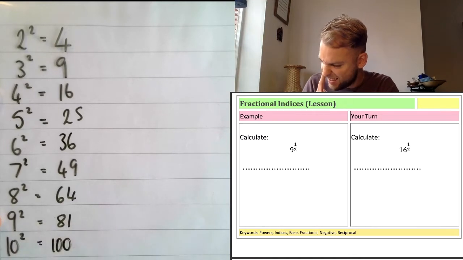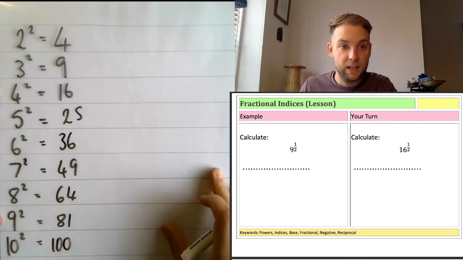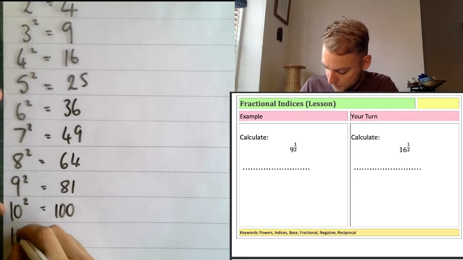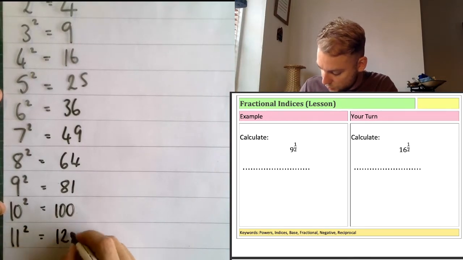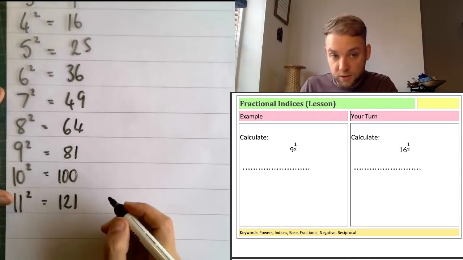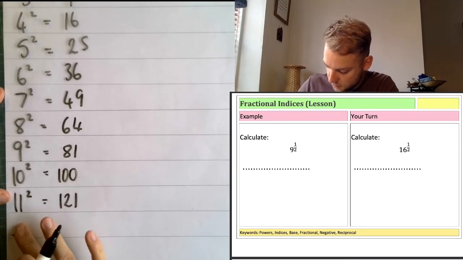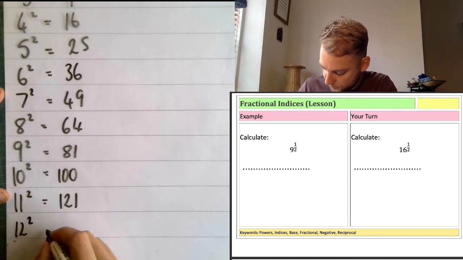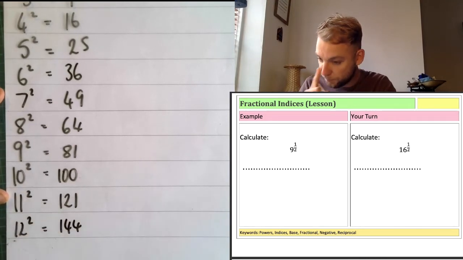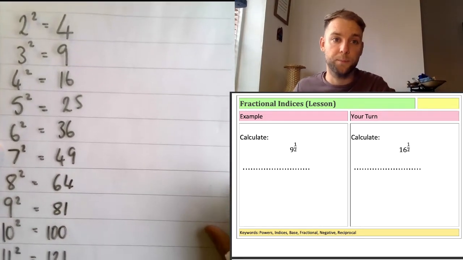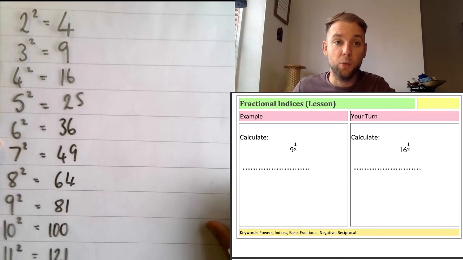10 times 10. 9 times 9. 8 times 8. 11 squared, which is 121, and 12 squared, which is equal to 144. Now these are really important, because you're going to need to know all of these.